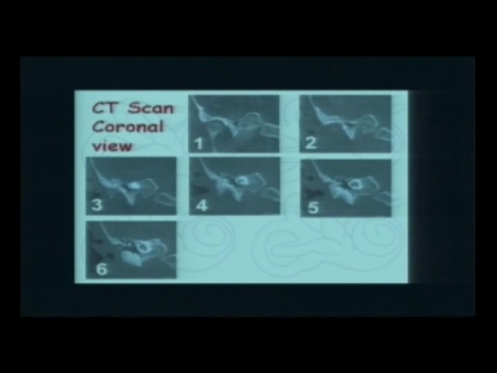And then we have here the whole basal turn of the cochlea, and inside of it is this comma-shaped bone. This is the osseous spiral lamina. You see this black dot here, above here? If you look at it behind here, there are two dots. And let's look at the cut after that, you see that they go away from each other.